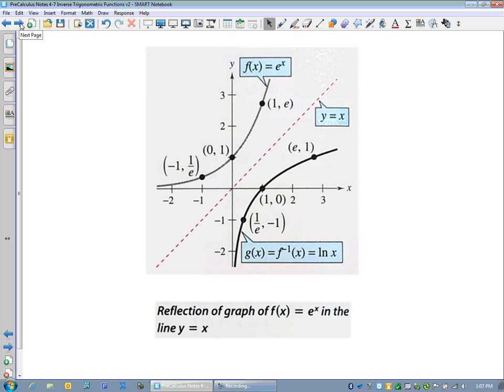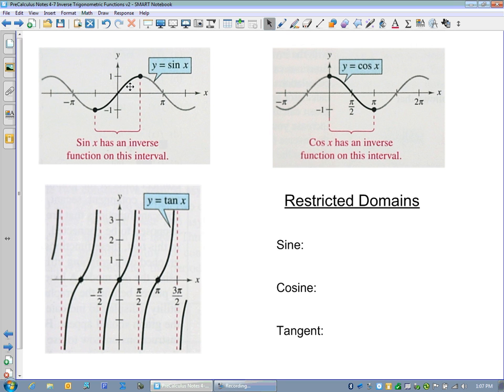Now if we look at our trigonometric functions, we have sine, cosine, and tangent are the ones we're going to be looking at. Notice how we have a little bit of a problem here with the sine. The sine function is a function. Notice that it does pass the vertical line test. However, it does not pass the horizontal line test. So if you were to reflect this about the line y equals x, you will not have a function.